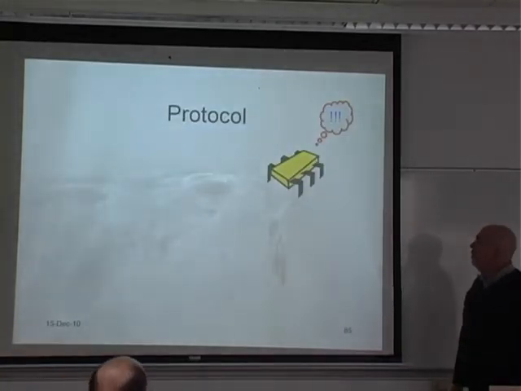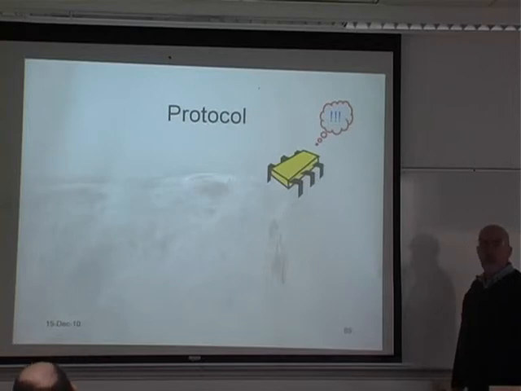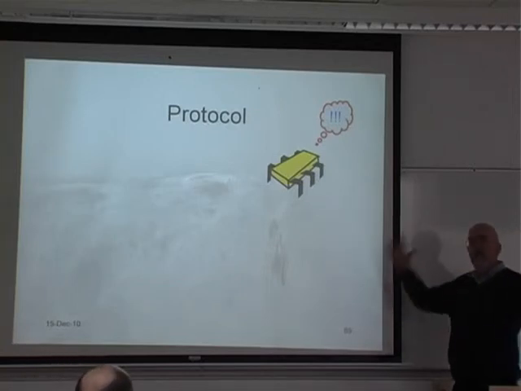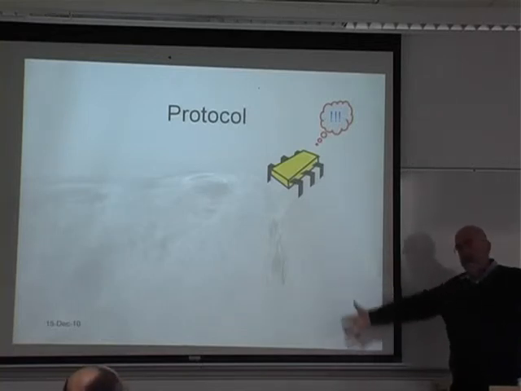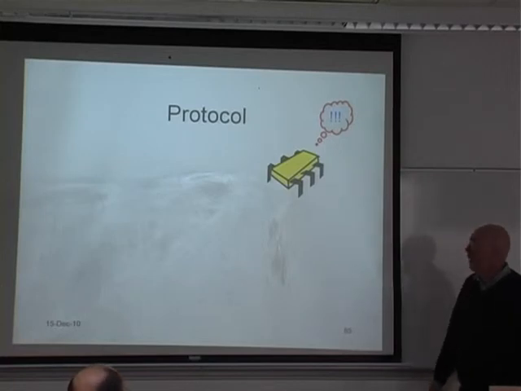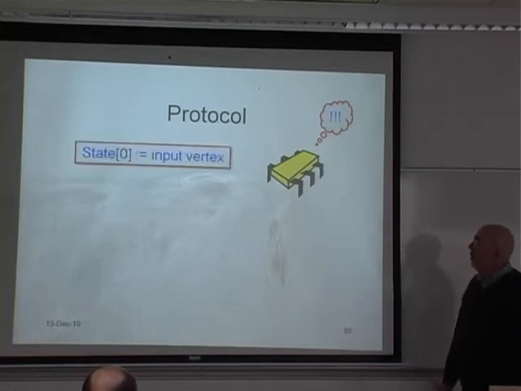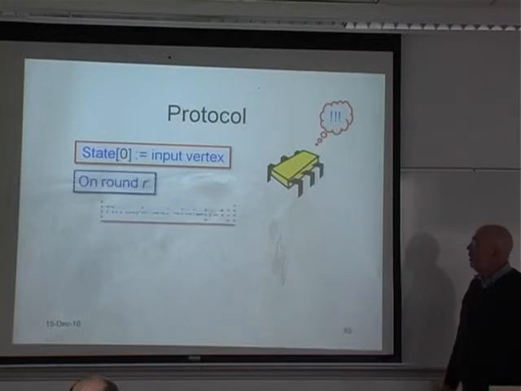So here is what a protocol looks like in this model. So this is a generic full information protocol. You accumulate all the state you can, and then whatever problem you want to solve, you look at that state and then decide what you want to do. So initially, your state is just your input, whatever your input is, because that's all you know. Then on round R, what you do is you broadcast your previous round state to everyone.